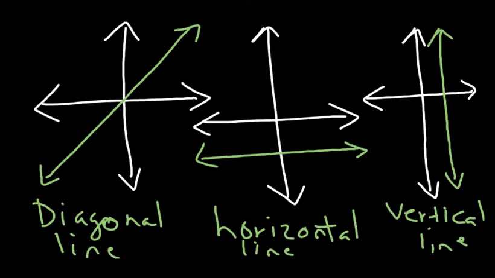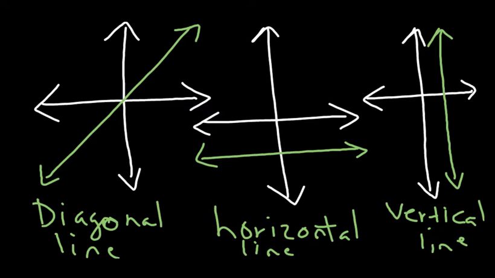Okay, so when we're talking about linear functions, we have 3 different kinds of lines. We have diagonal lines. Any diagonal line could be going this way like this one, or this way, anything diagonal. Every single diagonal line is a linear function. That's a linear function. Okay?